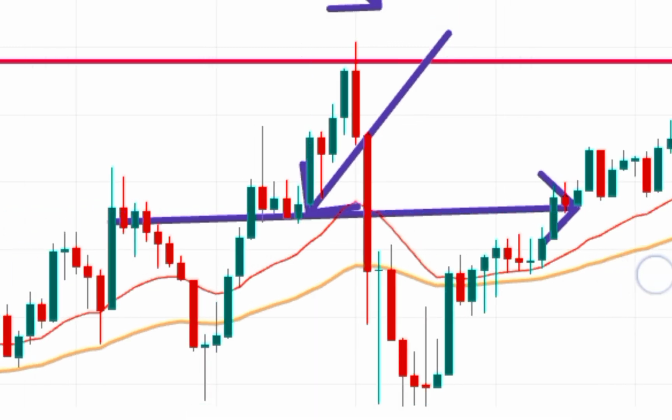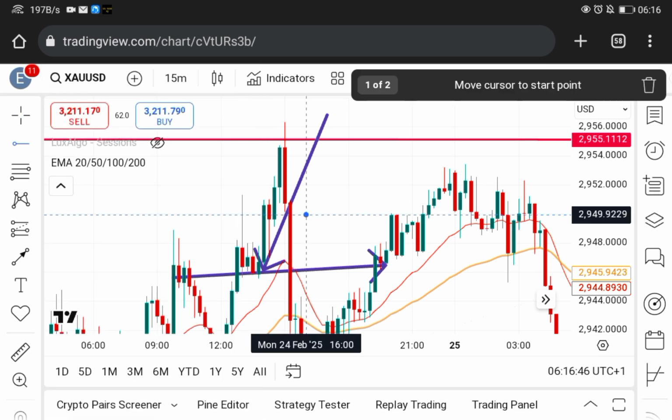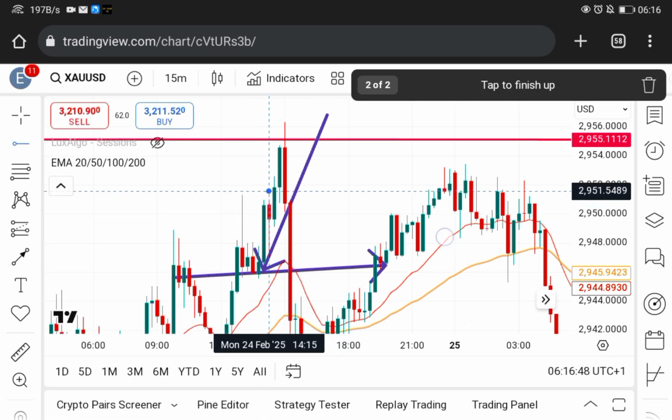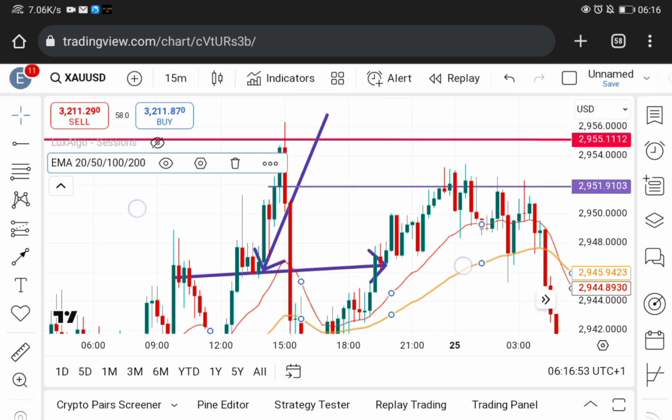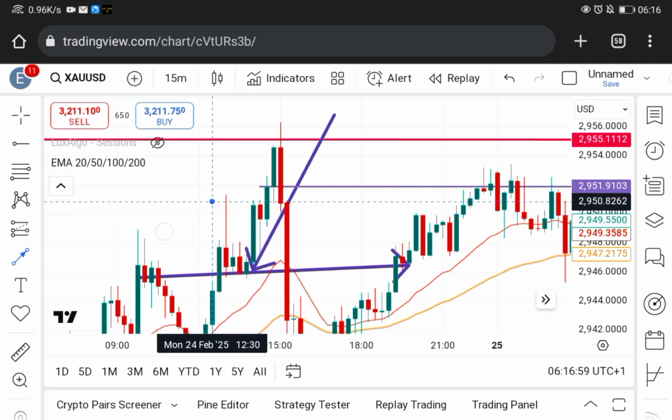So then you wait. Then you will wait for the market to come into this OB, which is the last bullish candle before the market breaks structure to the downside, which happens to be this candle.